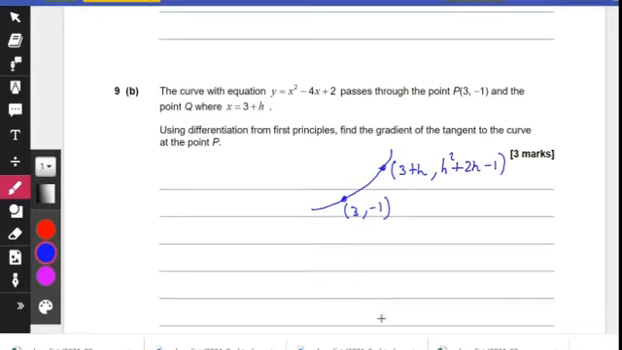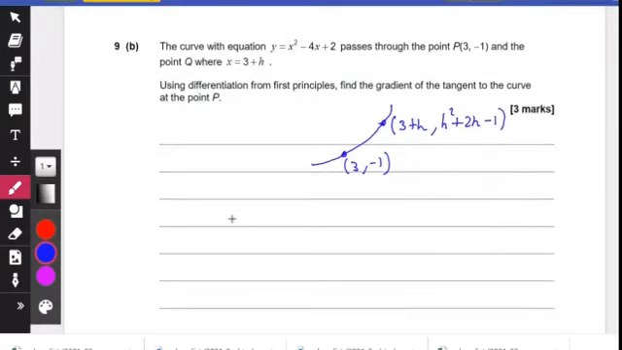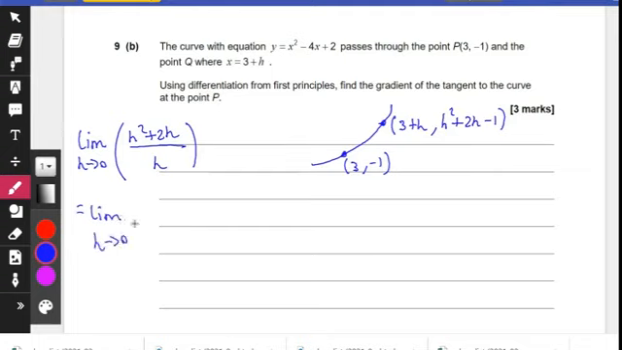Then, differentiation from first principles basically requires that we find the gradient between these 2 points. But with a twist. We also include this limit aspect. So the gradient is the change in y. So h squared plus 2h minus 1 minus minus 1 is h squared plus 2h, all over the change in x, which is 3 plus h take away 3, which is h, which equals the limit as h tends to 0.